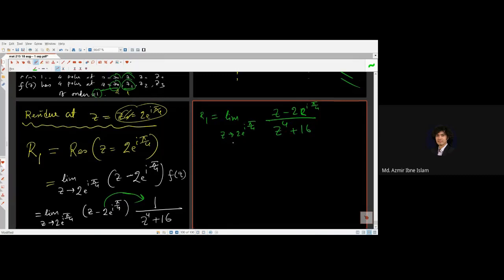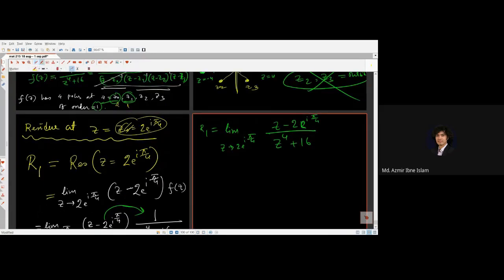Now, this is a limiting problem. We have to solve this limiting problem. A limiting problem can be solved by algebraic manipulation, by the squeeze theorem, or by other techniques. Or if we have 0 by 0 form or infinity by infinity form, we can apply the L'Hopital rule also. So let's check. If we input z here, 2 e to the power i pi by 4 can be replaced here. So the same thing is here.